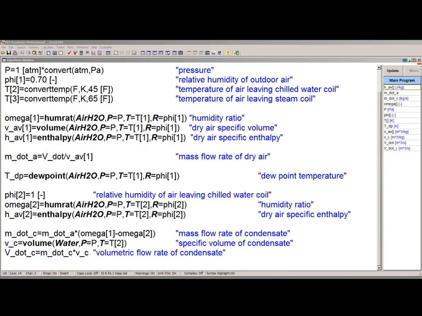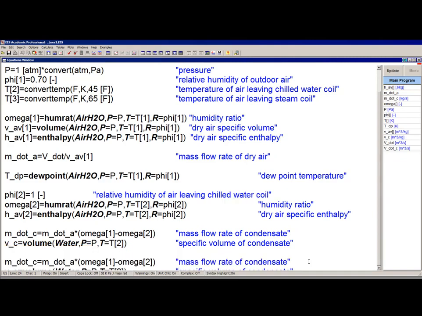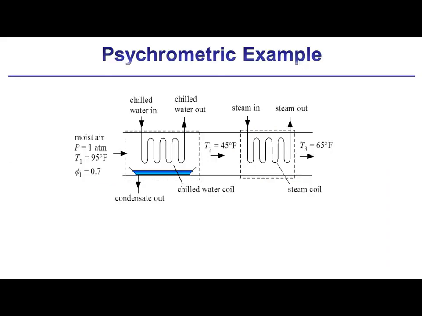The state of the pure water condensate that's leaving the chilled water coil is fixed by its pressure and temperature. We only need 2 properties because it's a pure substance, and so we can get the specific volume of the condensate and use that to compute the volumetric flow rate of condensate, which I've done here. And solving now leads to 0.93 gallons per hour of condensate leaving the chilled water coil.